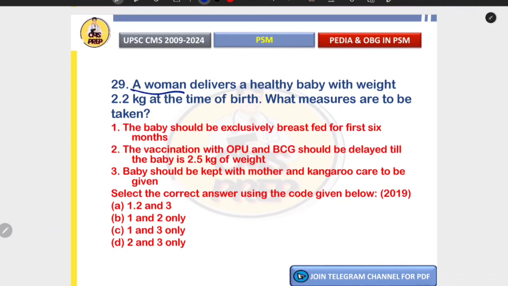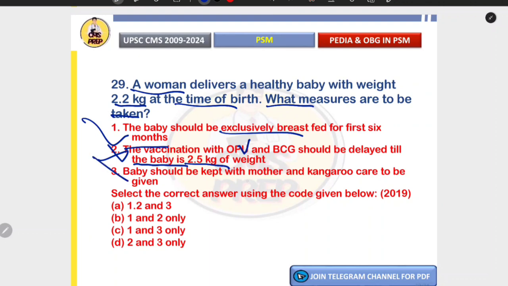A woman delivers a healthy baby with weight of 2.2 kg at the time of birth. What measures are to be taken? The baby should be exclusively breastfed for first 6 months. Yes, it is correct. The vaccination with OPV and BCG should be delayed till the baby is 2.5 kg of weight. It is incorrect. Vaccination should be done as soon as possible. It is not dependent upon the weight of the baby.